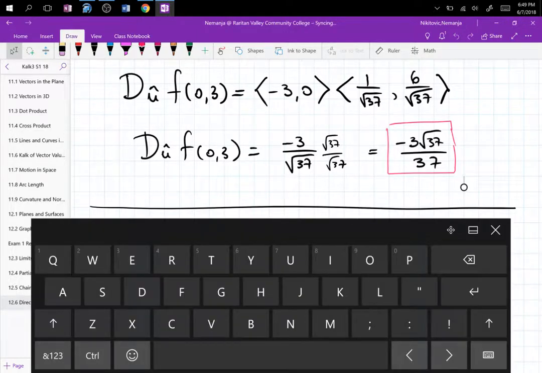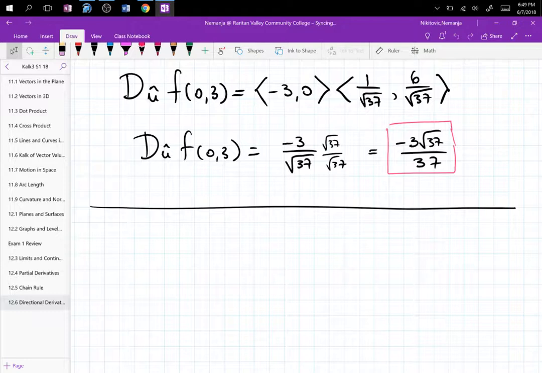Now, this directional derivative can be done in 3D, 4D, 7D. We don't care what type of dimension you have because it's a dot product, right? Dot product works in all dimensions. Cross product works only in certain dimensions, right? So that's another part that you might want to pay attention to.